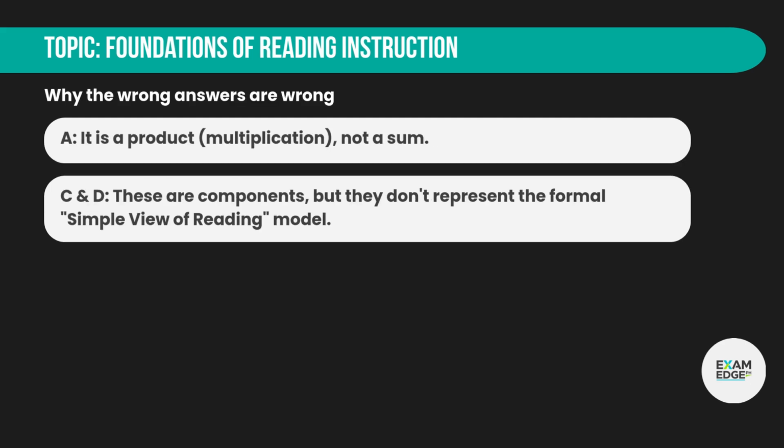Why the wrong answers are wrong? A. It is a product, multiplication, not a sum. C and D. These are components, but they don't represent the formal simple view of reading model.